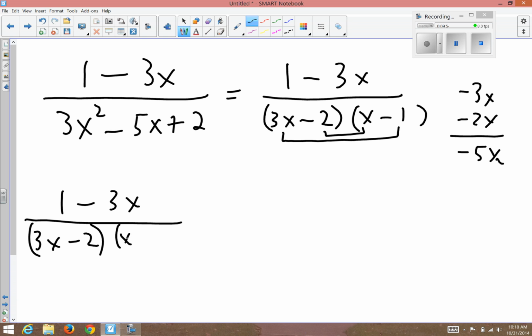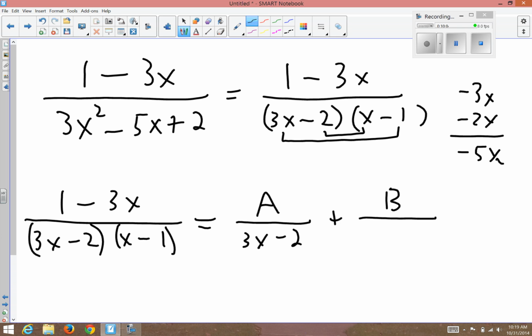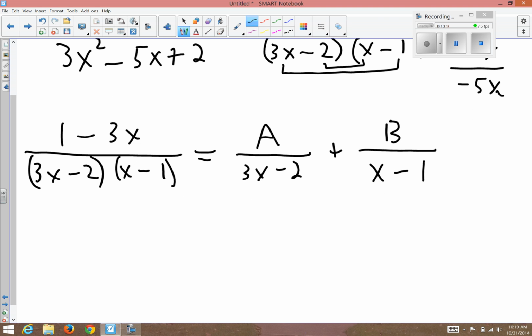times x minus 1, can be written as some number over one of the factors plus some number over the other factor. Just don't know what these numbers are yet. So we're going to multiply both sides of the equation by the common denominator. Here's a step you should do in your head. The one that I'm writing down right now.